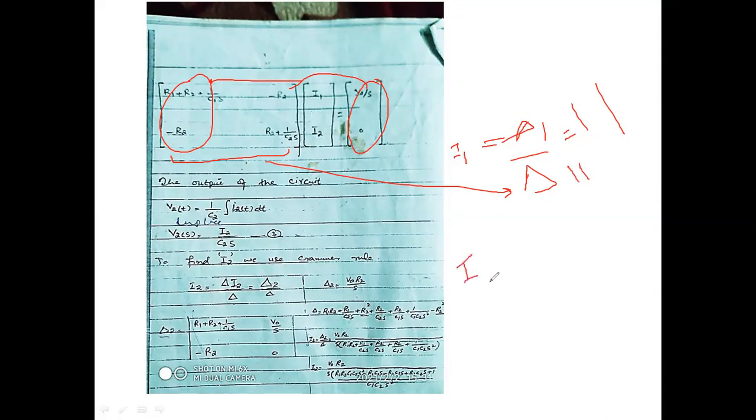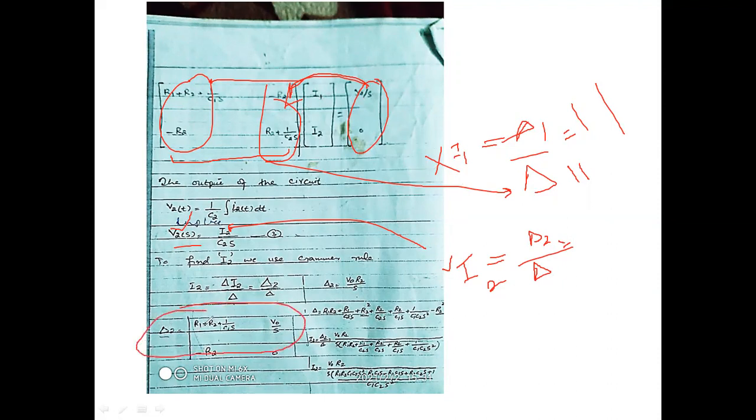Now, we don't need to find delta 1, sorry, I1, because this is not our target. Our target is to find I2, because by putting I2 over here, we will find V2, which is the output across the capacitor C2. So for this purpose we have to find delta 2 over delta. Delta 2 can be obtained by substituting this second column into this matrix. So we will get the delta 2.